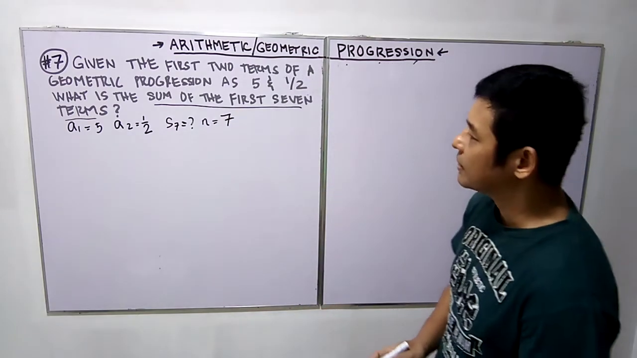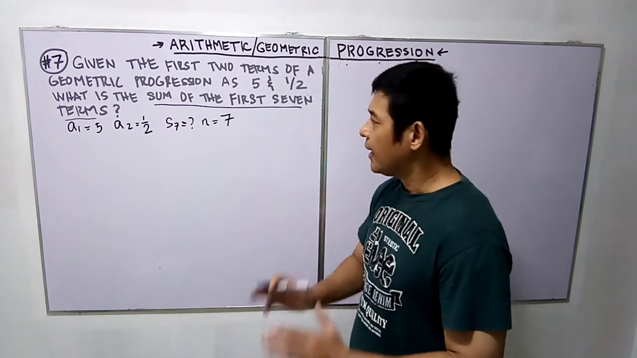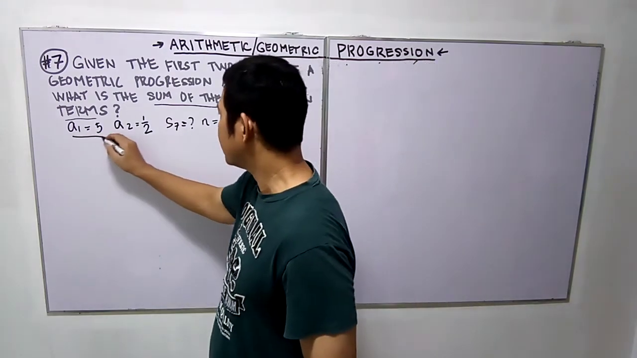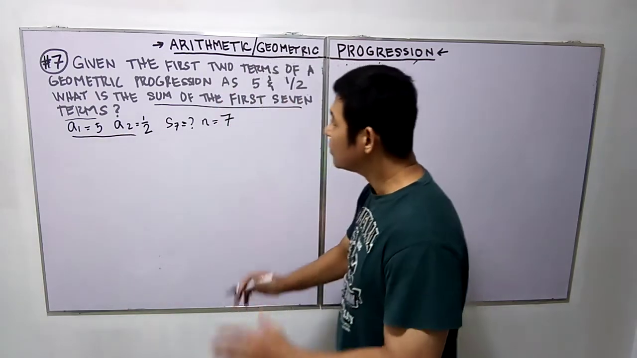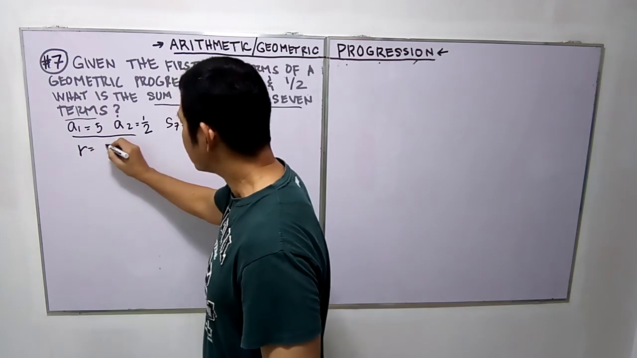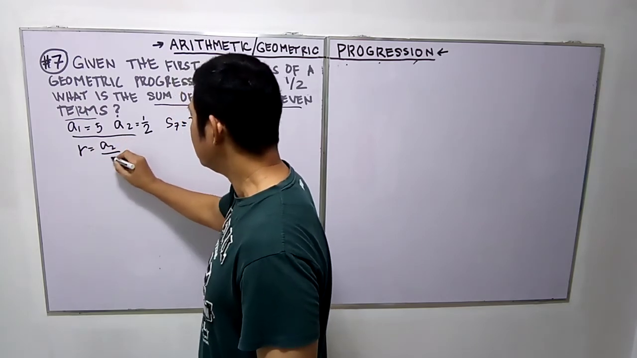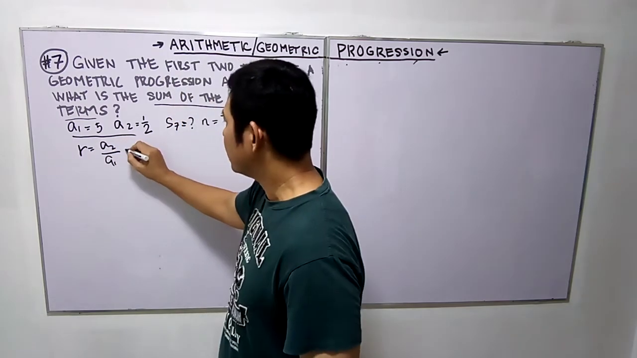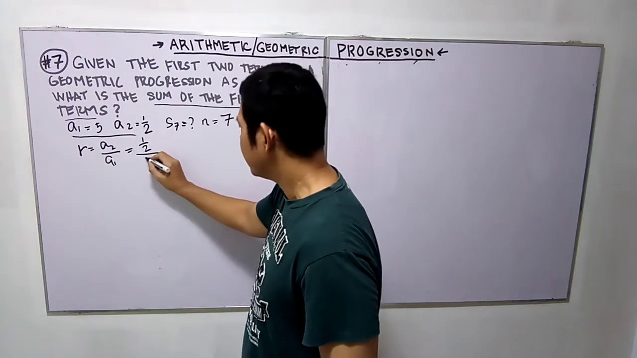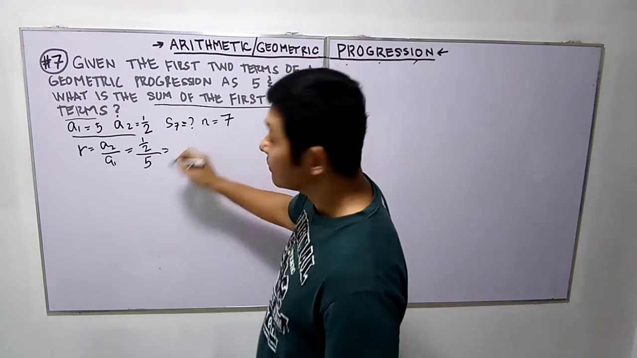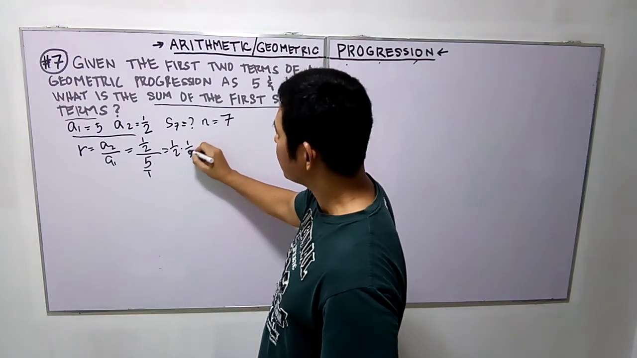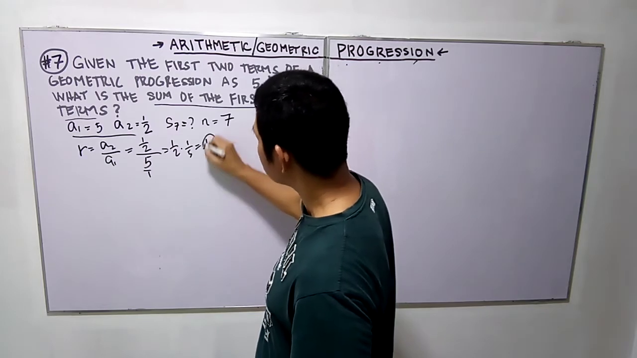Automatic, yung number of terms niya is equals to 7. So, pagka ganito po, ang hahanapin natin una, kasi kitang-kita natin, magkasunod siya. So, makukuha natin yung common ratio. Therefore, R is equals to A2 over A1. Therefore, it is equivalent to 1/2 divided by 5. Ang mangyari po ay 1/2 over 1. 1/2 times 1 over 5 is equals to 1 over 10.